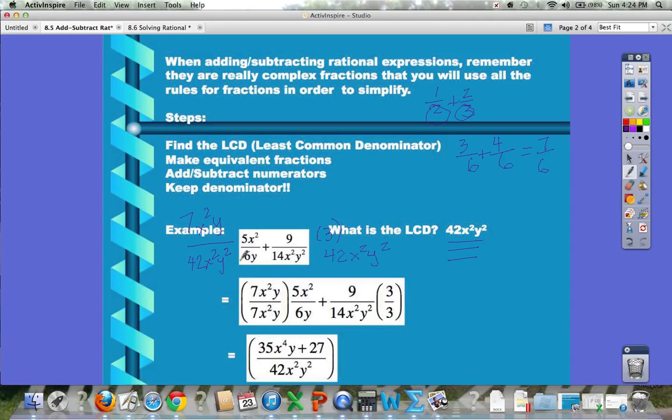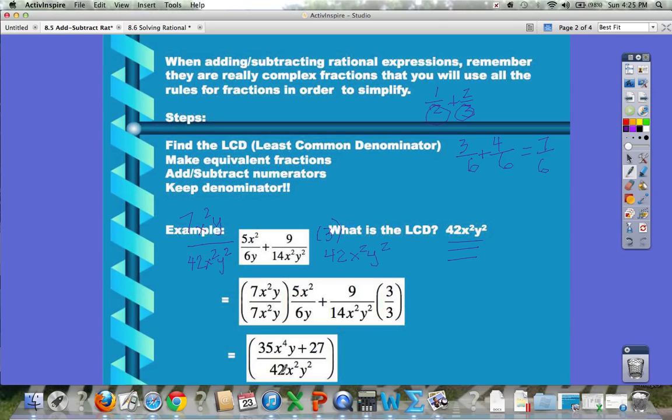Okay? So when I do this, I'm going to have 7 times 5, which is 35. X squared times x squared is x to the 4th, and then y. So you're going to be using rules for your exponents, your fractions, a lot of the stuff you've learned. That's going to be all over your 42x squared y squared. And here you're going to be multiplying by 9 times 3, which makes 27. All of that will be all over top of your LCD, which is 42x squared y squared. So that's what this is, this added to this.